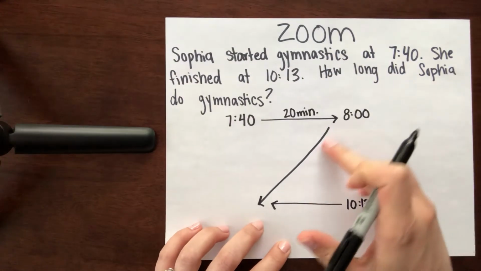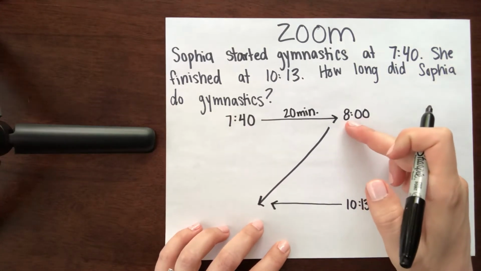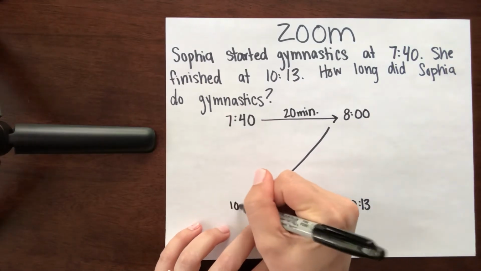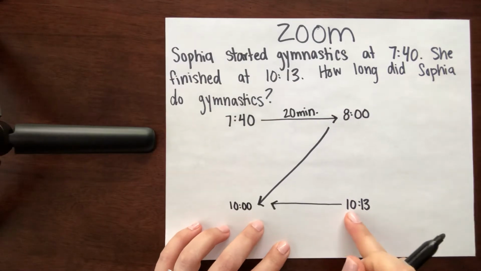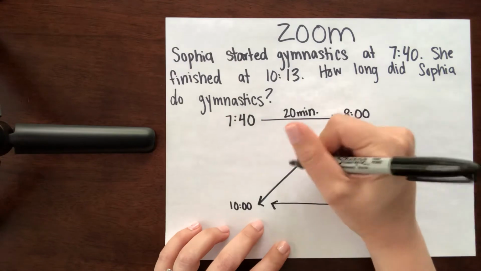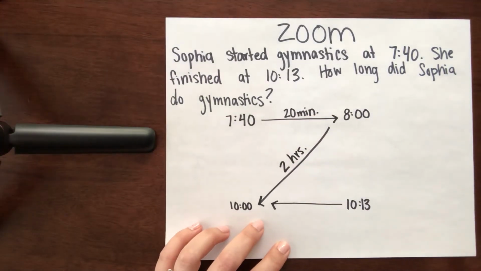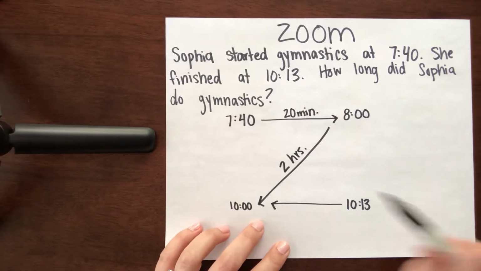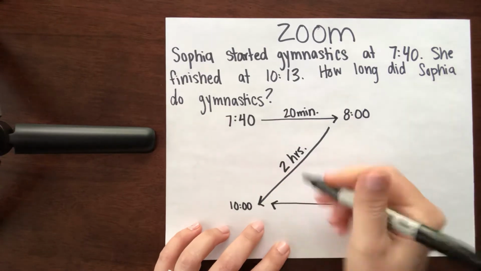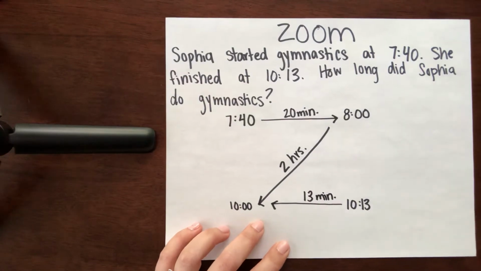Now my diagonal arrow is going to be for my hours. So I'm going from 8 o'clock to 10 o'clock. So I'm going to write 10 o'clock down here because that's where my ending time is. And I'm going to write from 8 to 9 to 10 is 2 hours. So I'm going to write that on that line now. The last arrow is from 10 o'clock to 10:13. So from 10:13 to 10, I hope you said, is 13 minutes.